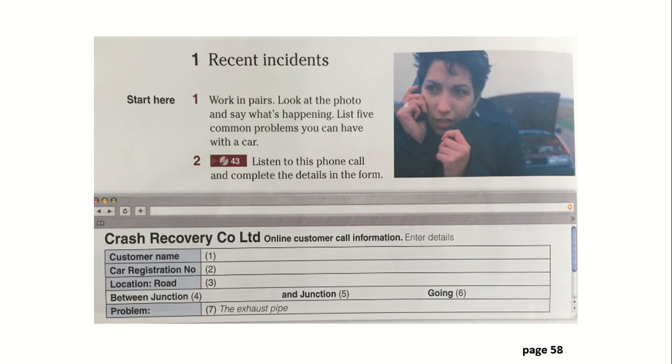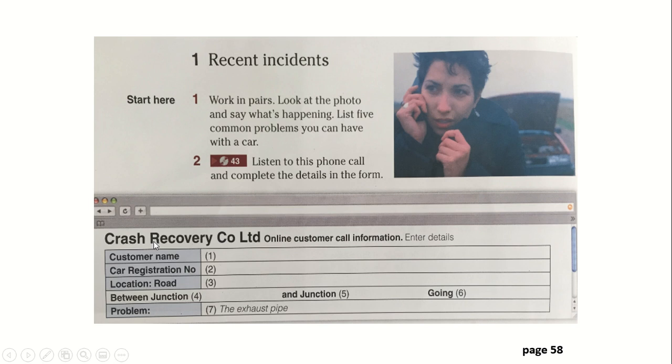Now, let's go to page 58 and look at the picture for exercise 1. What can you see in this picture? We can see a woman. She seems to be on the road between two cities, traveling from one place to another, and she has a problem in her car. And what is she doing? She's talking on the phone to get help. And for exercise 2, we're going to listen to this phone call to complete the details in the form, الاستمارة.